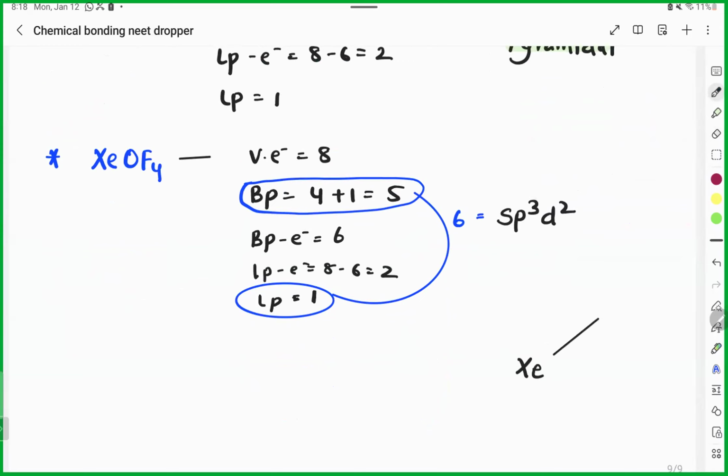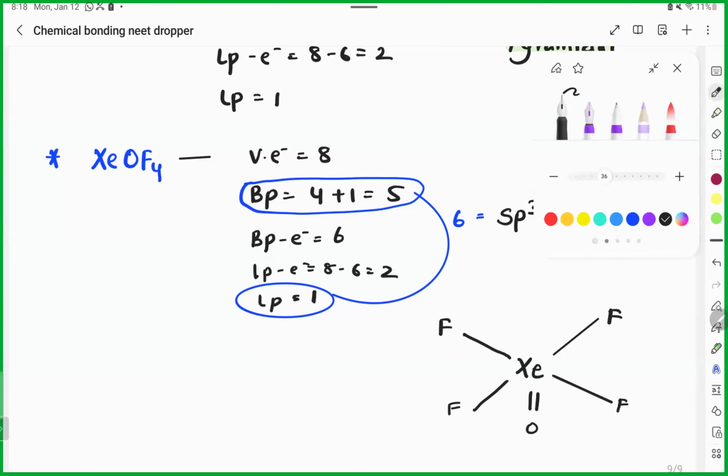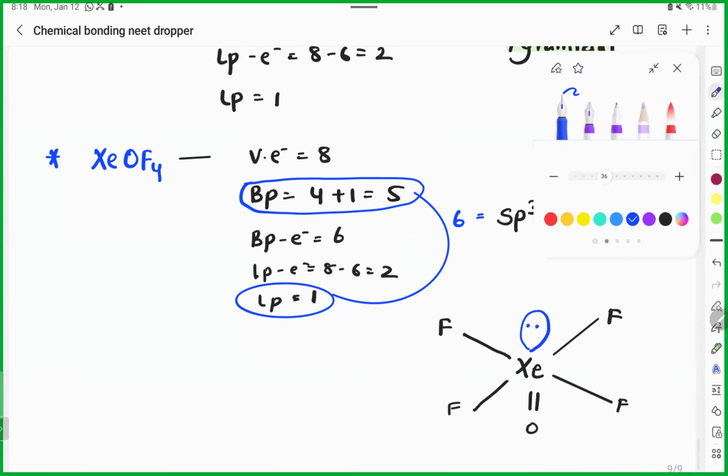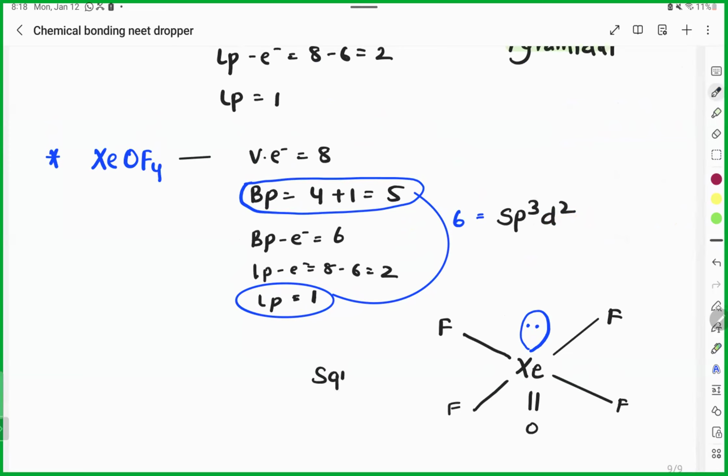1, 2, 3, 4 for fluorine, equal distribution, symmetry. 5th will be oxygen. The 6th should be present, but you know what will happen. Make sense? So it should be octahedral, but in reality, what is the shape of this molecule? Square pyramidal. What is square? FFFF, all are square. One bond, pyramidal. Square pyramidal.